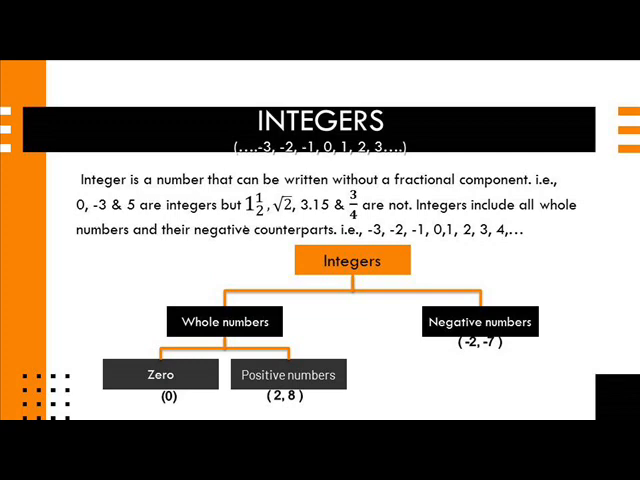That is why 1 whole 1 over 2, or square root of 2, 3.15 and 3 over 4 are not considered integers. Integers basically include all the whole numbers and their negative counterparts. Integers are further classified into whole numbers and negative numbers, and whole numbers are classified into zero and positive numbers.